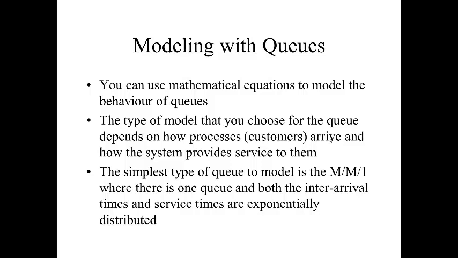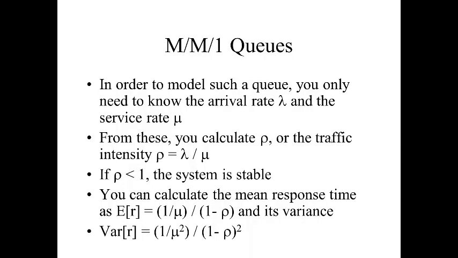Now the simplest type of queue to model is the M/M/1, where there's one queue and both arrival times and service times are exponentially distributed. Here M stands for Markovian. So in order to model such a queue, you only need to know the arrival rate lambda and the service rate mu. From these you can calculate rho, or the traffic intensity. That's the arrival rate divided by the service rate. Now, if you have more service capacity than you have arrivals, the system is stable. If you have more jobs arriving than the system can serve, then the system becomes unstable.